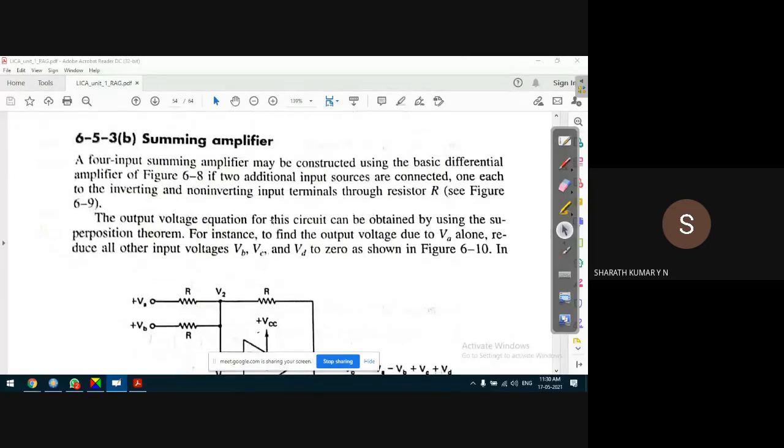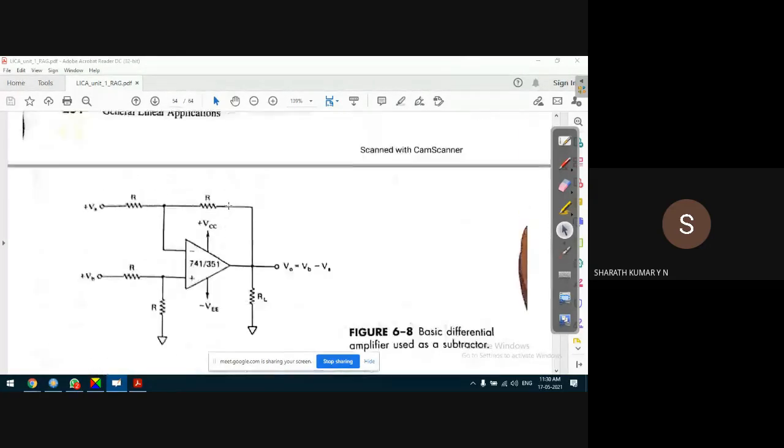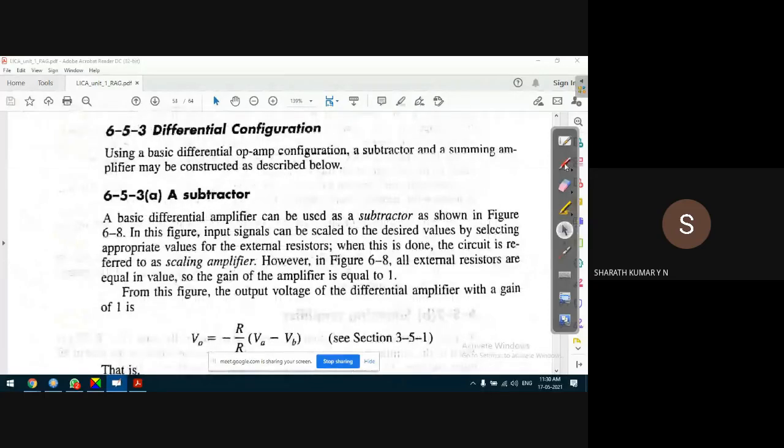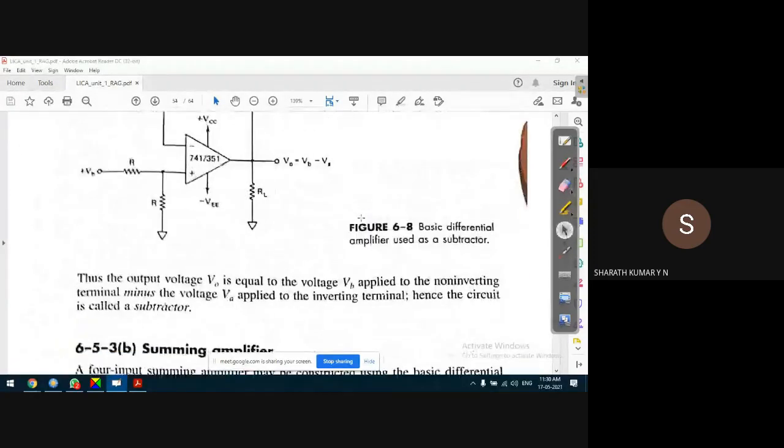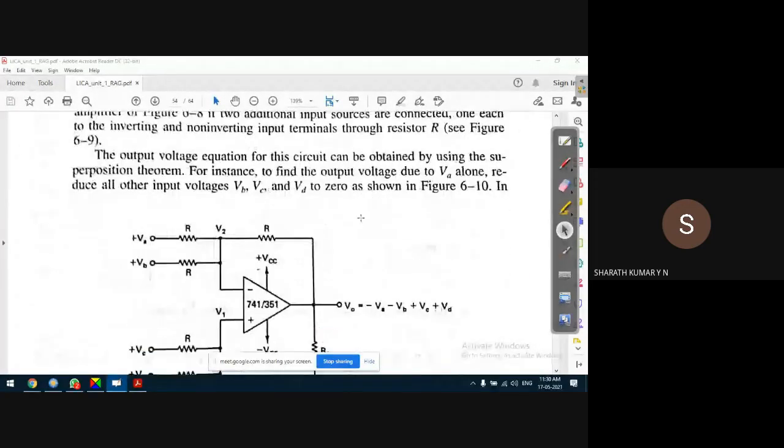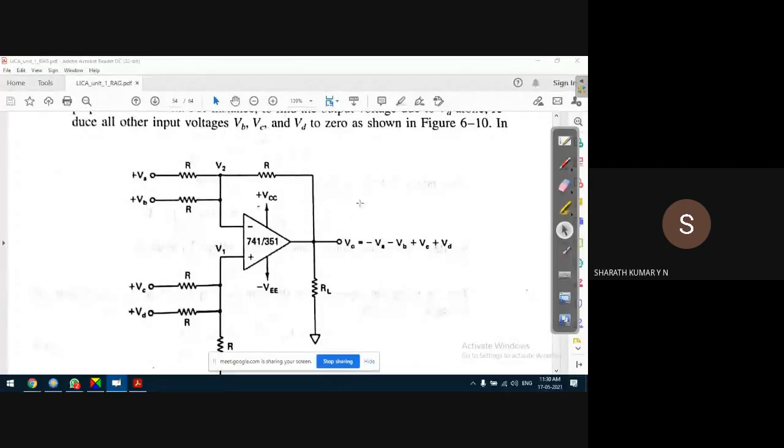Next is the summing amplifier, and that is in the same sense. We are using the difference amplifier as a subtractor, and we can also use it as an adder, a summing amplifier. For a summing amplifier, what we can see is we are applying 4.